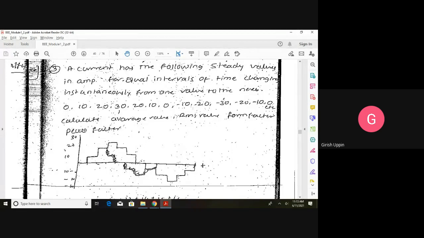Initially for the given interval it is 0 amperes, 10, 20, 30, then 20, 10 amperes, then it is 0, minus 10, minus 20, minus 30, minus 20, minus 10 and 0. So this is the waveform that they have given. Now what you have to do is calculate the average value, RMS value, the form factor, and peak factor.